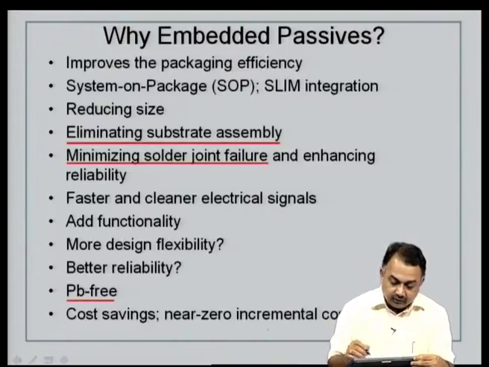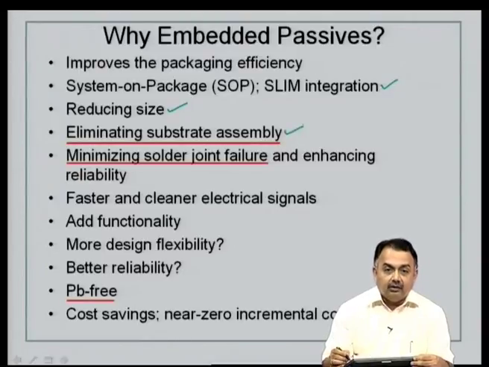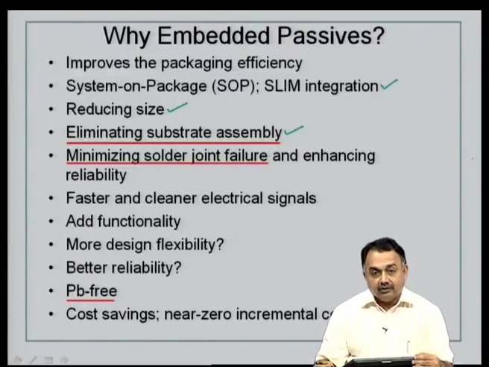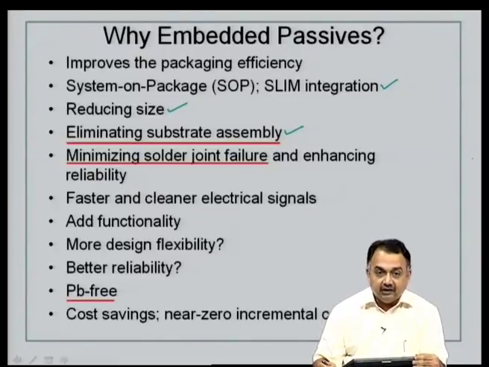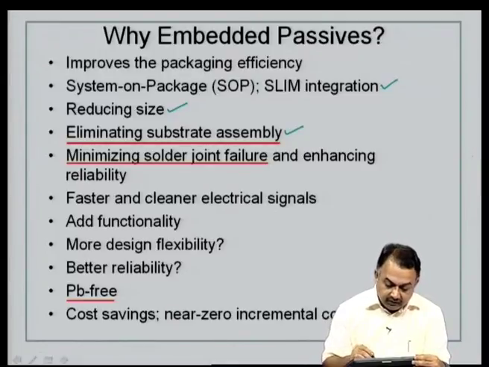Just now I talked about SOP slim integration. Then we have to aim at reducing the size of the components. It eliminates the substrate assembly altogether. So, if you have, for example, 100% embedded passives or 95% embedded passives in your design, you can do away with most of the soldering or joining methods, and thereby reducing the risk of failure arising out of solder joints, minimizing solder joint failure and enhancing reliability.